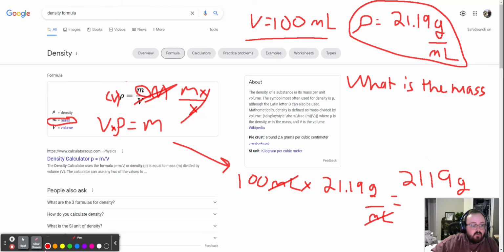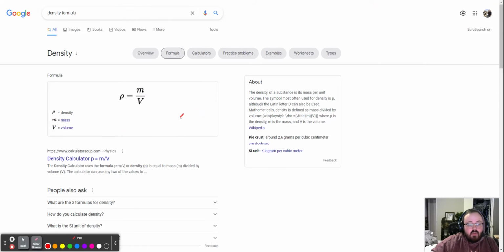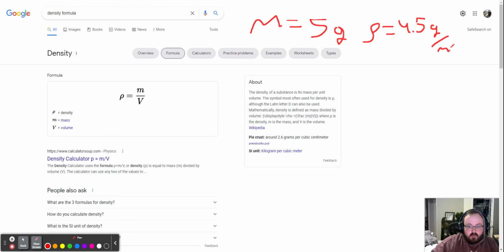So I want to go over how you would get it if I gave you, let's say, a mass equals 5 grams and a density equals 4.5 grams per milliliter. How would you solve this then? I want you to find the volume. So first, you realize what numbers do we have? What are you trying to solve for? You're trying to solve for volume. So we need to isolate this volume.